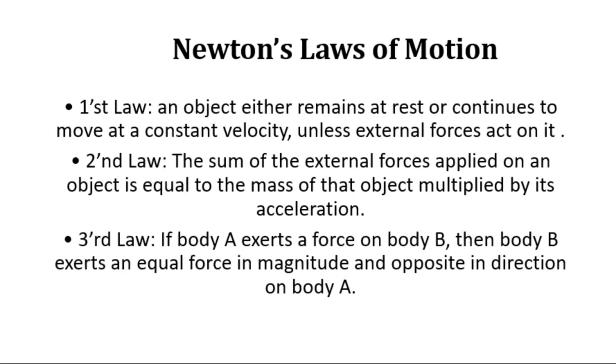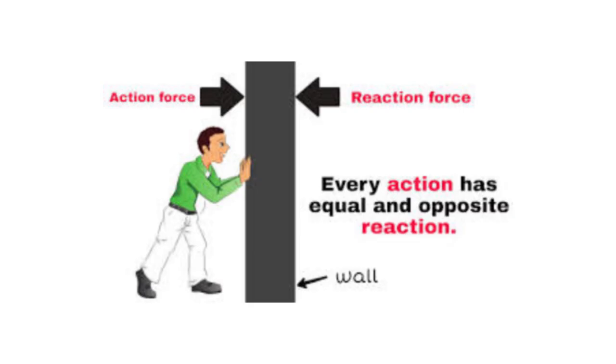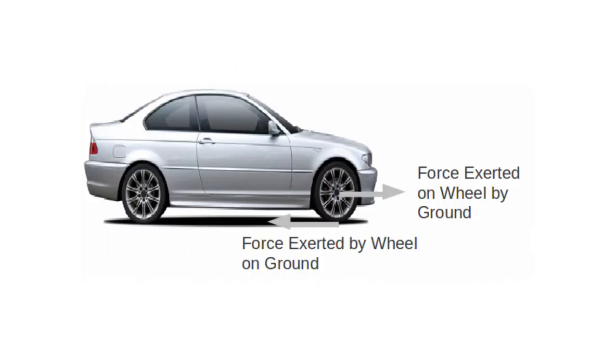The third law states that if body A exerts a force on body B, then body B exerts a force equal in magnitude and opposite in direction on body A. It is really easy to feel that in real life, because if you push against a wall, hopefully the wall does not move, and that allows you to really feel how the wall pushes back on you in the exact opposite direction. That is a very important concept in physics. In a car, as the wheels turn, they push on the ground, the ground pushes back, and the car moves forward.